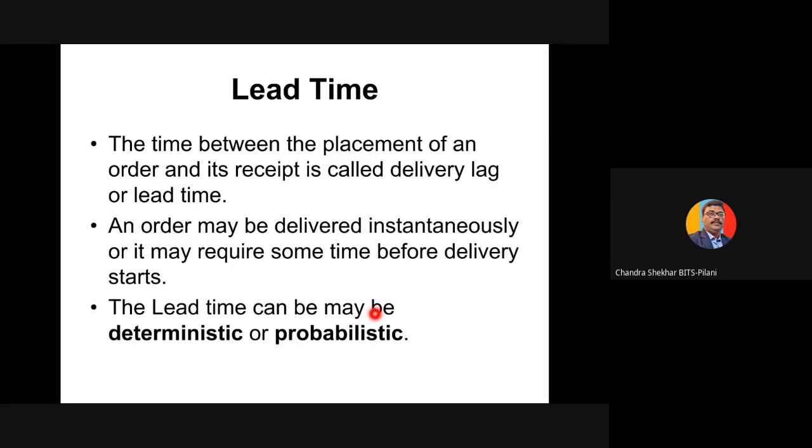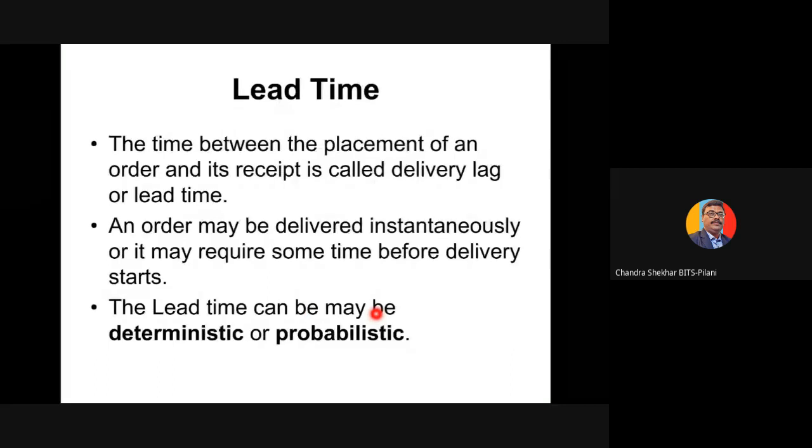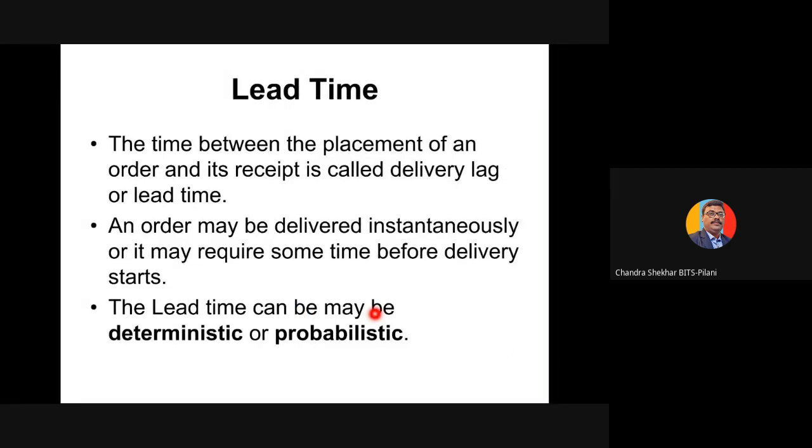Lead time can also be deterministic. We know it takes exactly 2 days, exactly 3 days, exactly 4 days, or it may be probabilistic. It may take 2 to 3 days, it may take 3 to 4 days. So it is probabilistic. When we have a probabilistic lead time, we have to go with some probability distribution.